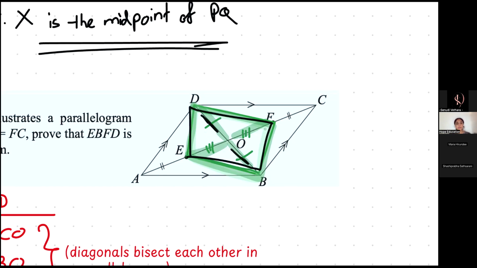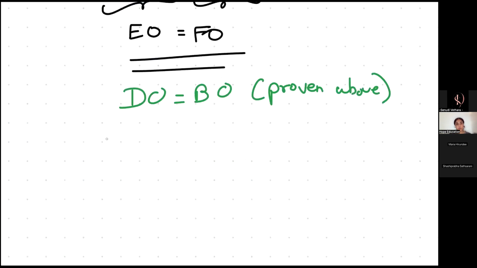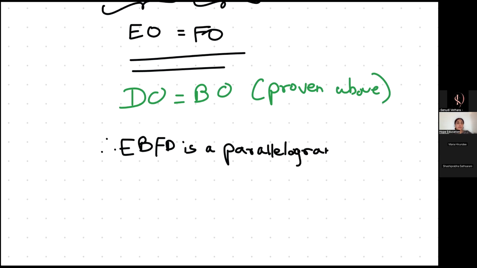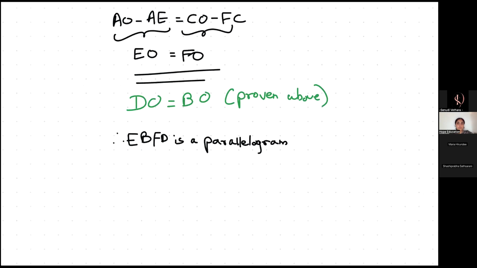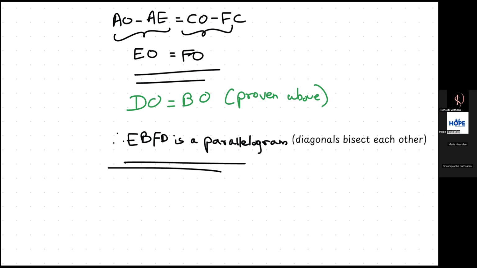So, all right. Therefore, EBFD is a parallelogram. Reason is diagonals bisect each other. Is that clear to you? Give me a thumbs up, please. Others?